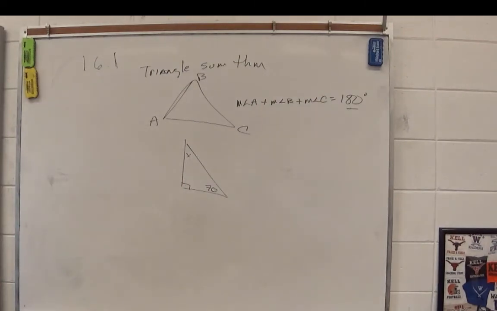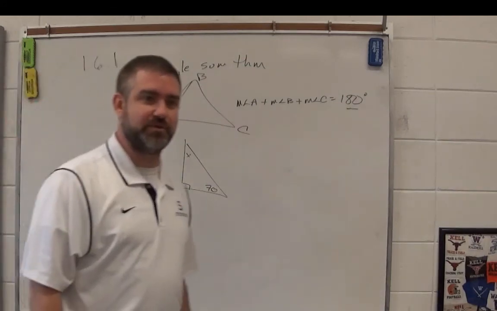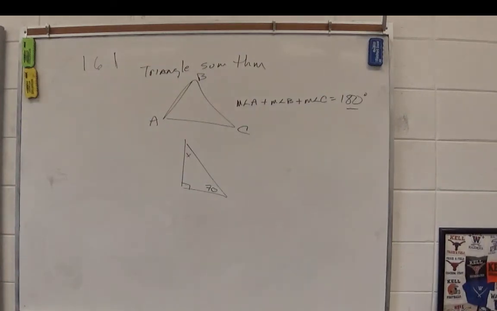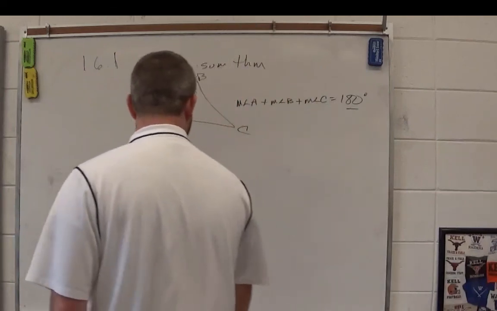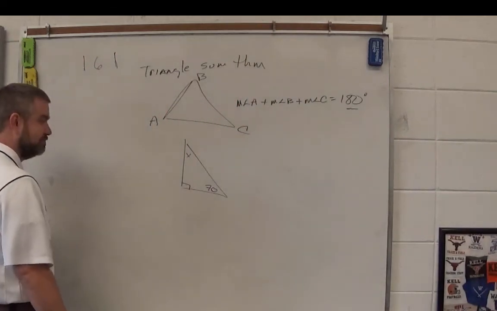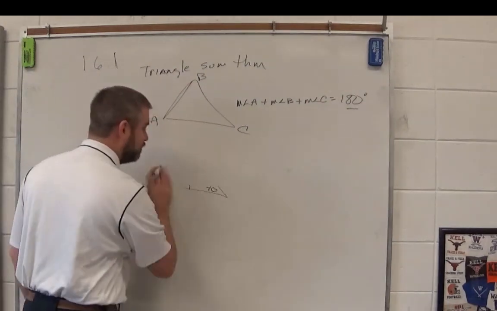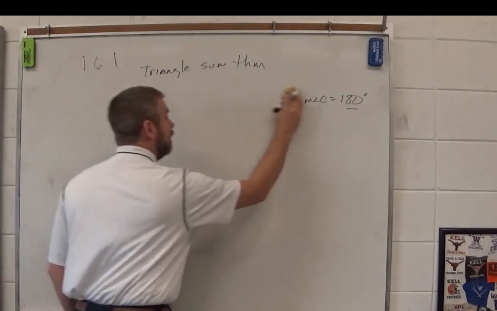Question is, why is that true? Does anybody have an idea of why the interior angles of a triangle add up to 180 degrees? Could anybody prove it? Yes? If you have where 70 degrees is, and then you take the top angle and line it up against the 70 degrees, and then you take the 90 degrees and do the same thing. Hold on. Then make a straight line so it equals 180.